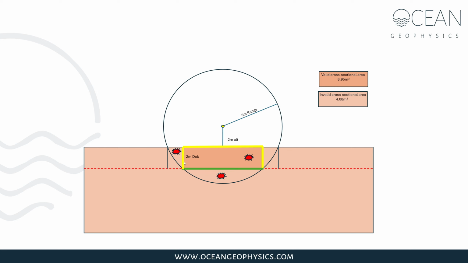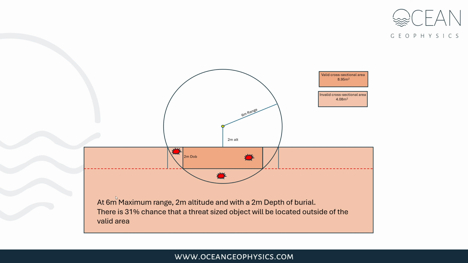It's a problem because the cross-sectional area of sediment, which is applicable and valid, is bounded by the dynamic coverage at depth and the depth of burial. If we can detect targets with the sort of response that we would associate with a threat item outside of this applicable volume, that actually doesn't do us any favors. It's a hindrance. So we can calculate that at a 6 meter maximum range, 2 meters altitude, and with a 2 meter depth of burial, there is a 31% chance that a threat-sized object will be located outside of your valid area, and instead will be inside these regions that you just don't care about and are actually causing you problems.